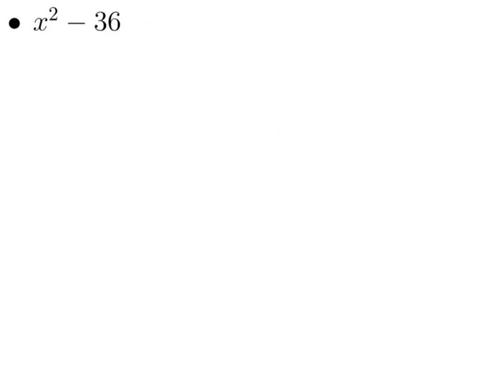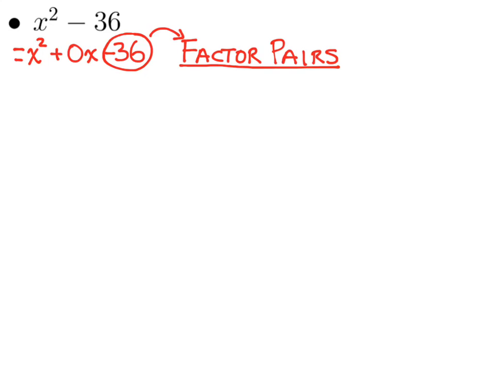Here's the next problem. X squared minus 36. And now if you have a keen eye on this, you might already notice that something's a little bit wrong, and that's because there's no term with just x's. So if you're missing something, you're really best off rewriting it with a 0x for the missing middle piece. Once you've got that down, notice negative 36, the constant, is the one you want to figure out the factor pairs for.